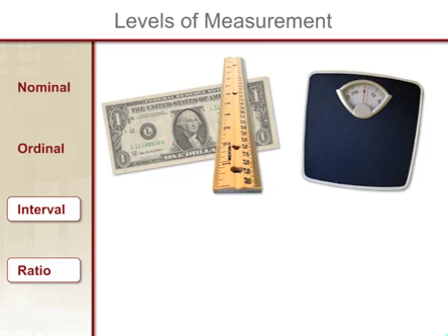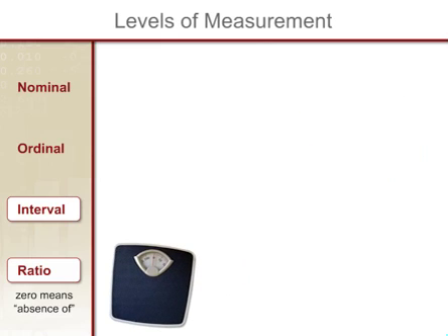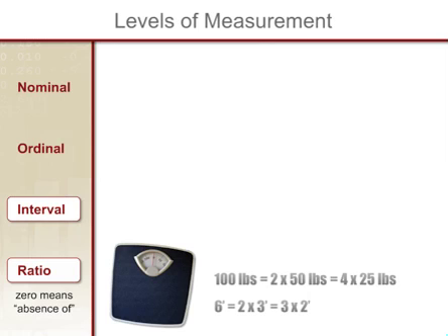The difference between interval and ratio is only one minor piece of information, and that is that 0 on the scale must mean the absence of. If 0 means what you would think 0 means, you can actually make ratio comparisons. Like 0 pounds means weightless. 0 inches means heightless or depthless. And because of that, we can make a comparison and say that 100 pounds is twice as much as 50 pounds, and 4 times as much as 25 pounds, and 6 feet is twice as tall as 3 feet, and 3 times as tall as 2 feet, etc. We can make ratio comparisons because 0 means 0.